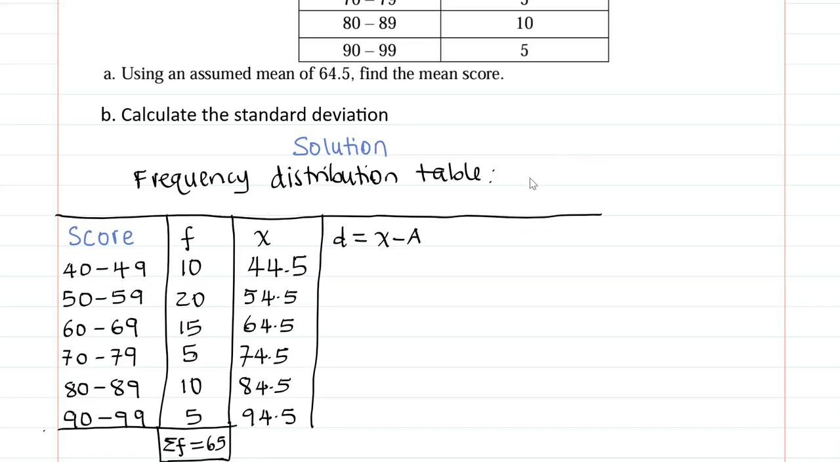Our assumed mean A is 64.5. So we are going to compute all this. We find the deviation by getting the midpoint, which is 44.5, minus the assumed mean, which is 64.5. So we shall have 44.5 minus 64.5. That is negative 20.